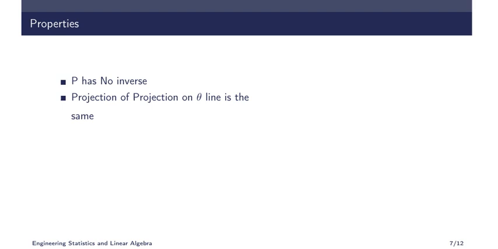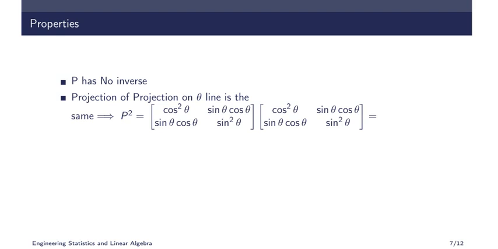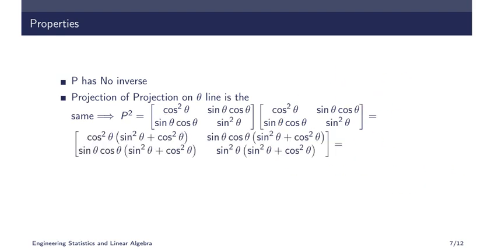The projection of a projection on a theta line is the same. Once you project to one position, then that remains the same. So the projection of a projection is P square, projecting one time and again projecting. If you multiply that, you get cos square theta into cos square theta plus sin square theta, and so on. What is sin square plus cos square? It is 1. So what you are getting is cos square theta here, sin theta cos theta, sin theta, which is nothing but the same P. So P square is equal to P. The projection of a projection is the projection itself.